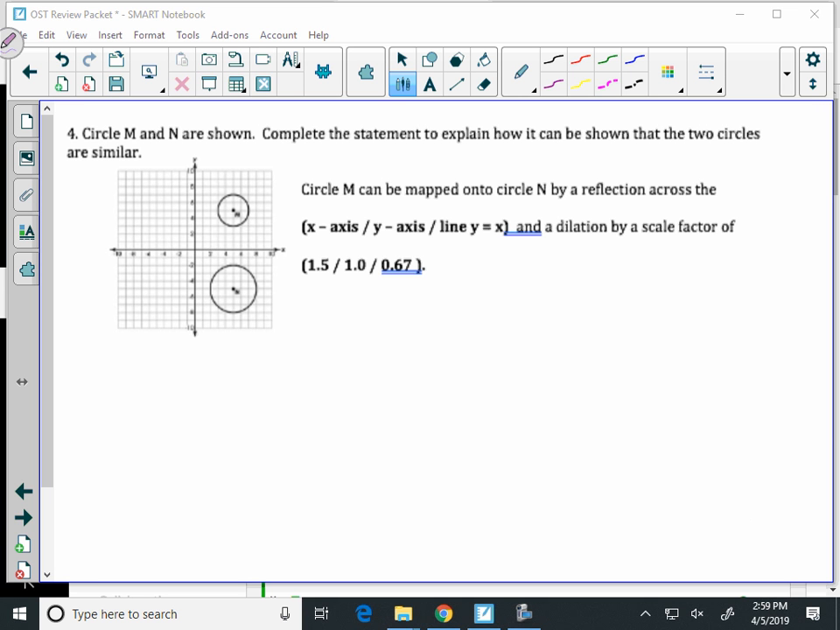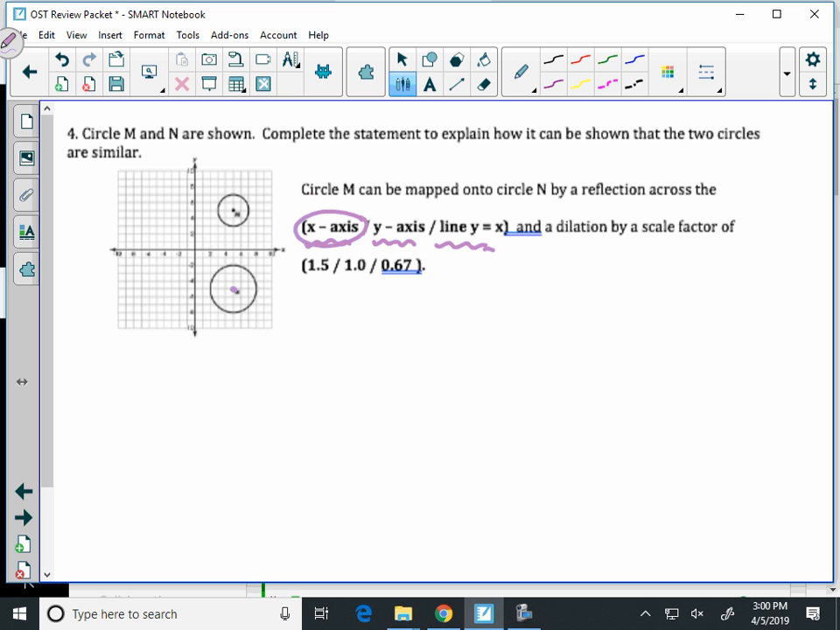You have to figure out which reflection works to get the center of M to map onto the center of N, and then figure out the scale factor. So our options are a reflection over the x-axis, reflection over the y-axis, and then over the line y equals x. Well, the one that makes most sense here is the reflection over the x-axis, and you might have to guess and check, because that's the only one that will get the centers to map up, because M is 1, 2, 3, 4, 5, 1, 2, 3, 4, 5. We got our centers to map up.